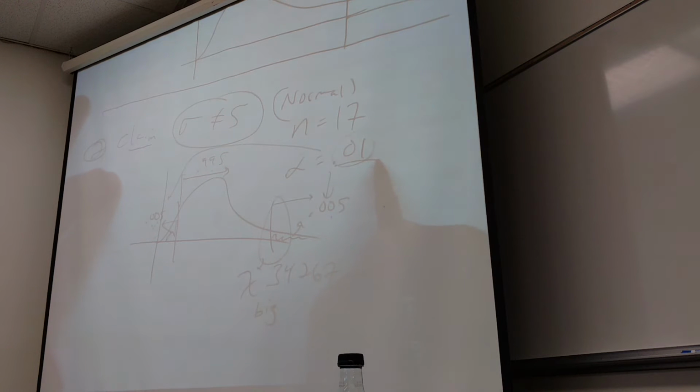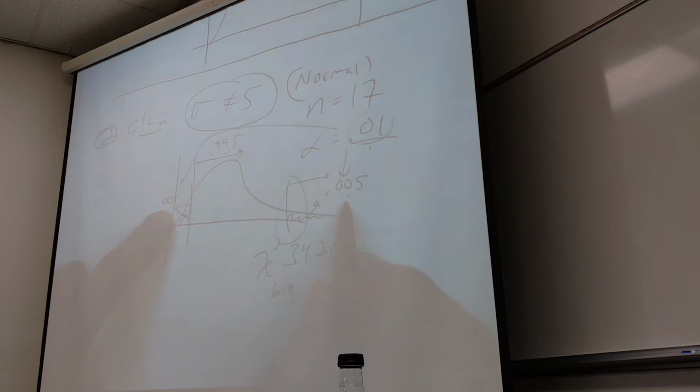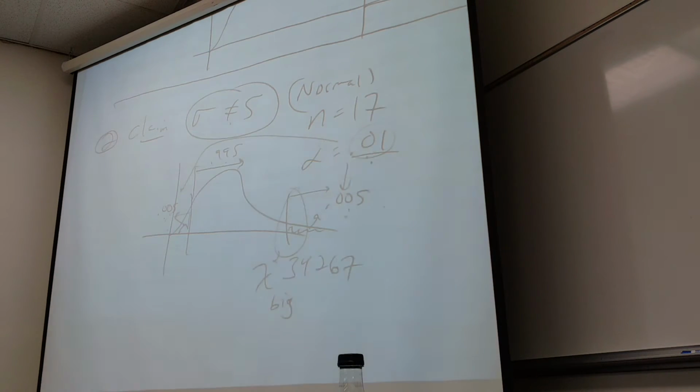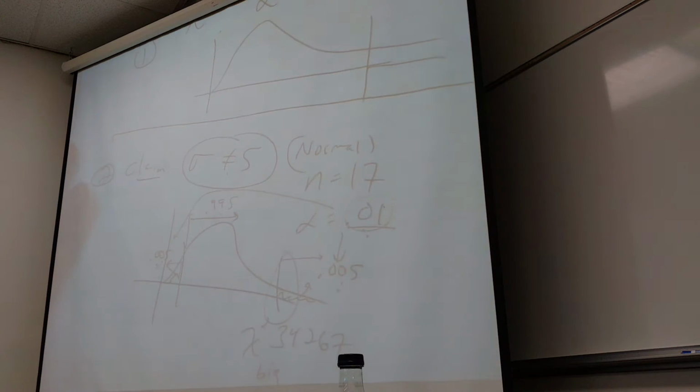It's a two-tailed test, so I got to cut this in half. Everybody must be okay with that. Cut it in half. Two-tailed test because it's not equal to. This chart only understands areas to the right of it. So I can't use that for the lower one. I've got to use 0.995.